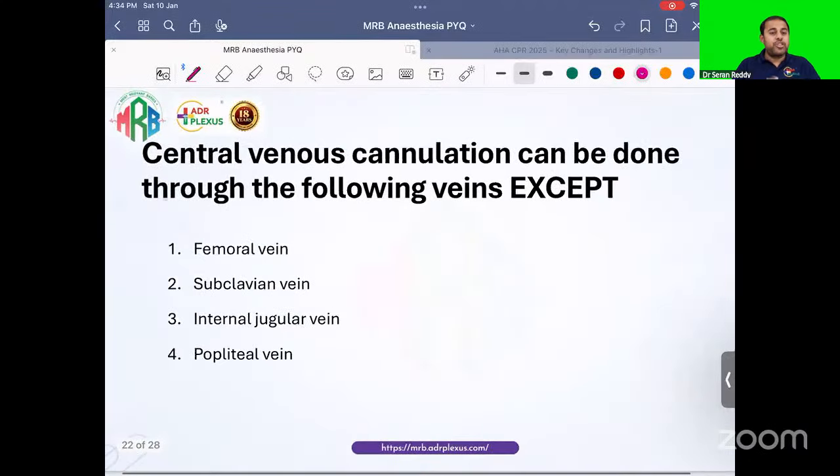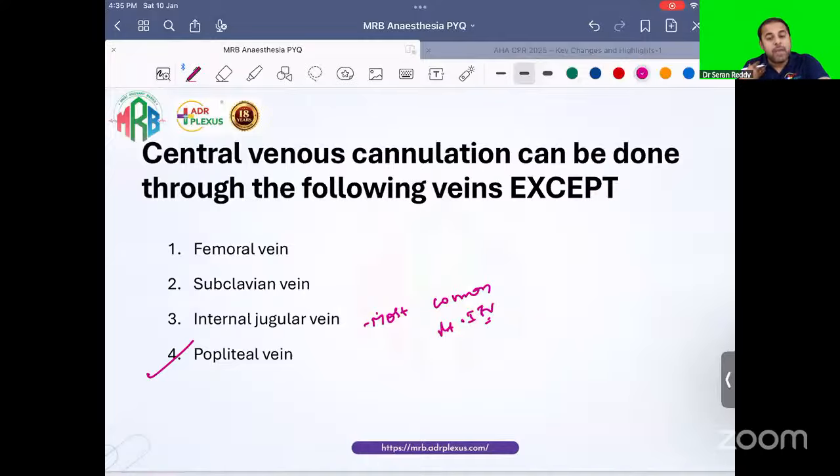Pretty straightforward question. Central venous cannulation can be done through the following veins except: femoral vein, subclavian vein, internal jugular vein, popliteal vein. Very good. Almost a common sense question. The answer is popliteal vein. Now tell me, if the question is asked, through which vein do we most commonly do central venous cannulation? Fantastic. IJV is the most common. Mainly right IJV we do that.